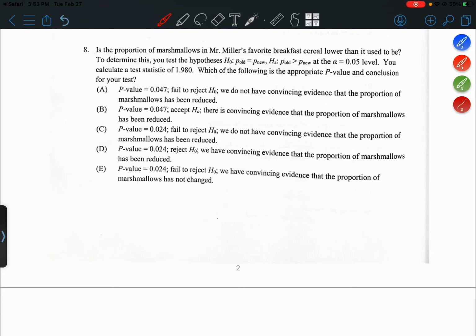Question 8. Is the proportion of marshmallows in Mr. Miller's favorite breakfast cereal lower than it used to be? To determine this, you test the hypotheses H0: P old equals P new, HA: P old greater than P new, at the alpha equals 0.05 level. You calculate a test statistic of 1.980. Which of the following is the appropriate p-value and conclusion for your test?